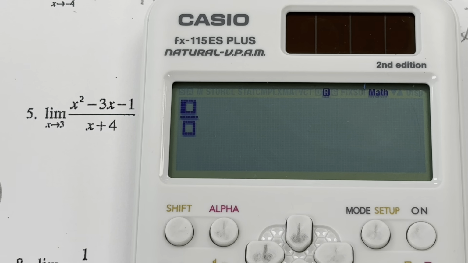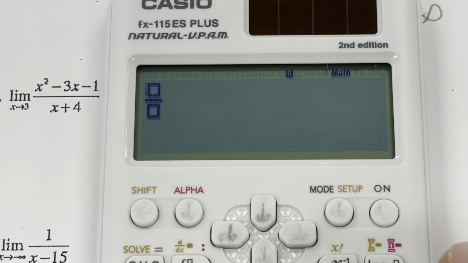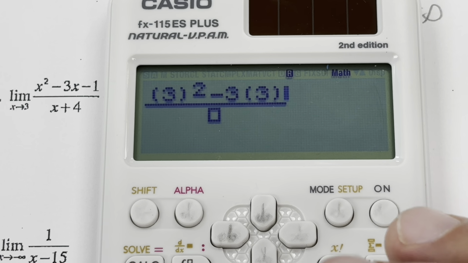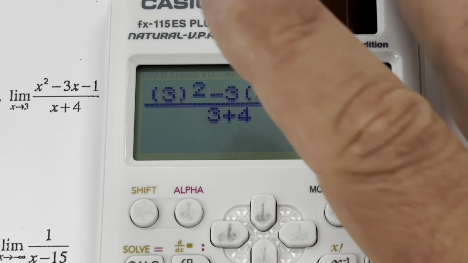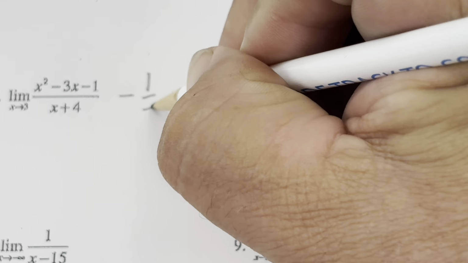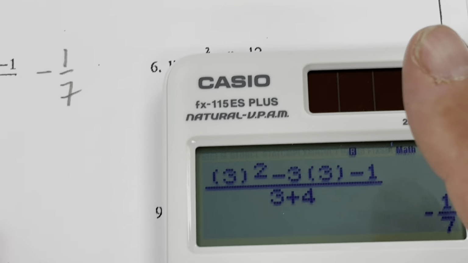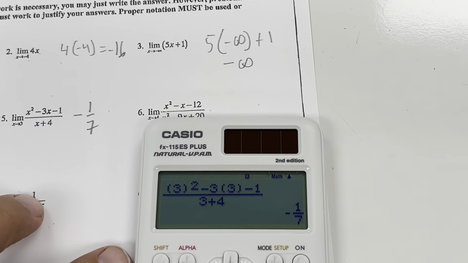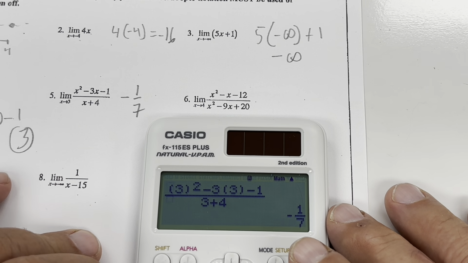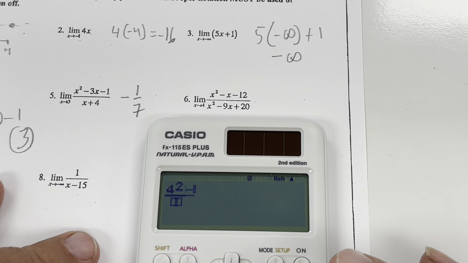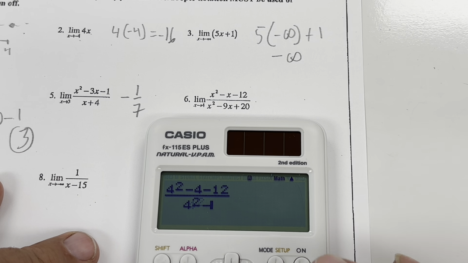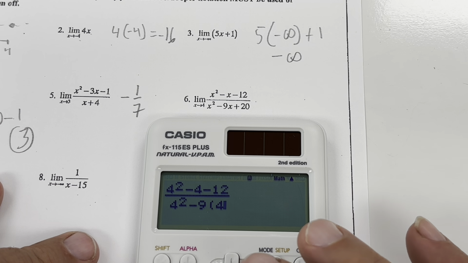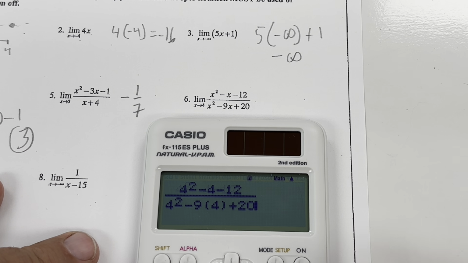Plug in 3. So I'm going to hit the fraction button, and then I'm going to do 3 squared minus 3 times 3 minus 1 all over 3 plus 4. Negative 1/7. Plug in 4. Going to hit the fraction bar. 4 squared minus 4 minus 12 over 4 squared minus 9 times 4 plus 20.